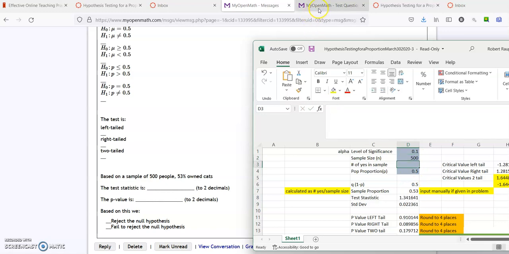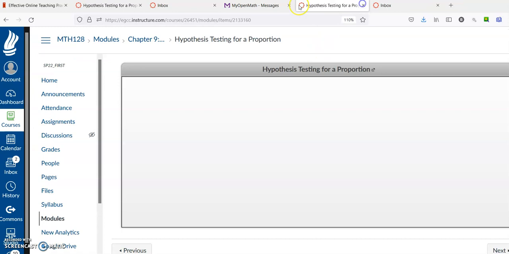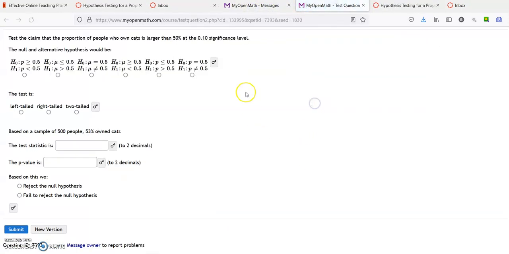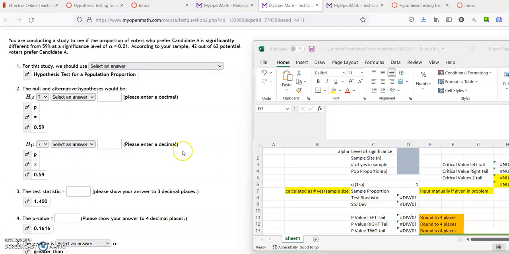Okay, so just make sure these numbers are lining up. So your test statistic, there it is, 1.34. And since it's a right tail test, there's your p-value. Reject, p is less than alpha.